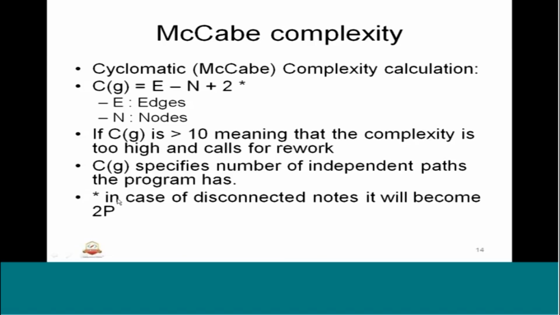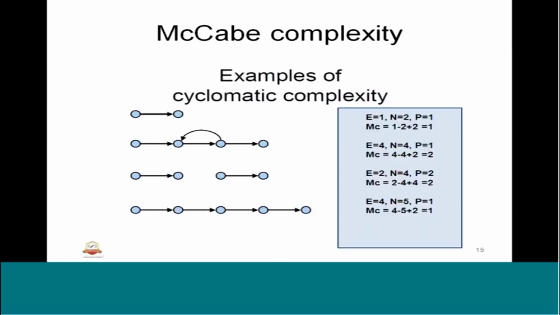The star mentioned here is a P. In the case of disconnected nodes, it will become 2P. So that is the meaning of McCabe complexity and its analysis. This has to be analyzed and reported basically.